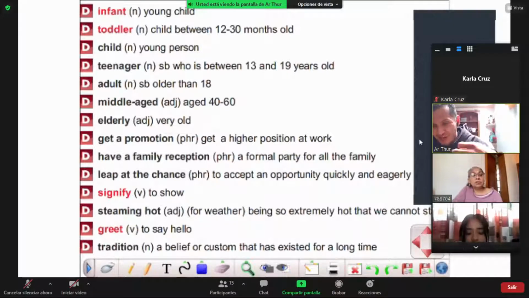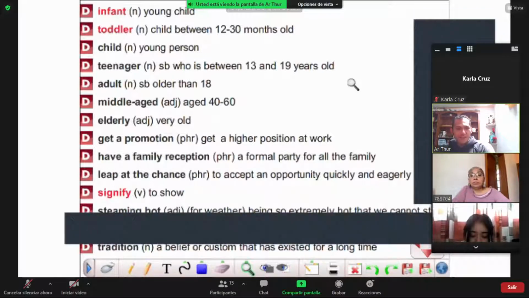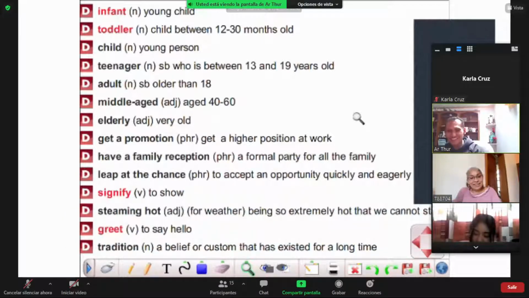Signify, apreciado, significativo. All right. Steaming hot. As for example, when girls sleep on the beach, 1, 2, 3, 4, 5, 6 hours sleeping under the sun. It's like in Spanish, híjole, si se queda ahí acostada en la playa se va a rostizar. This is steaming hot, right?